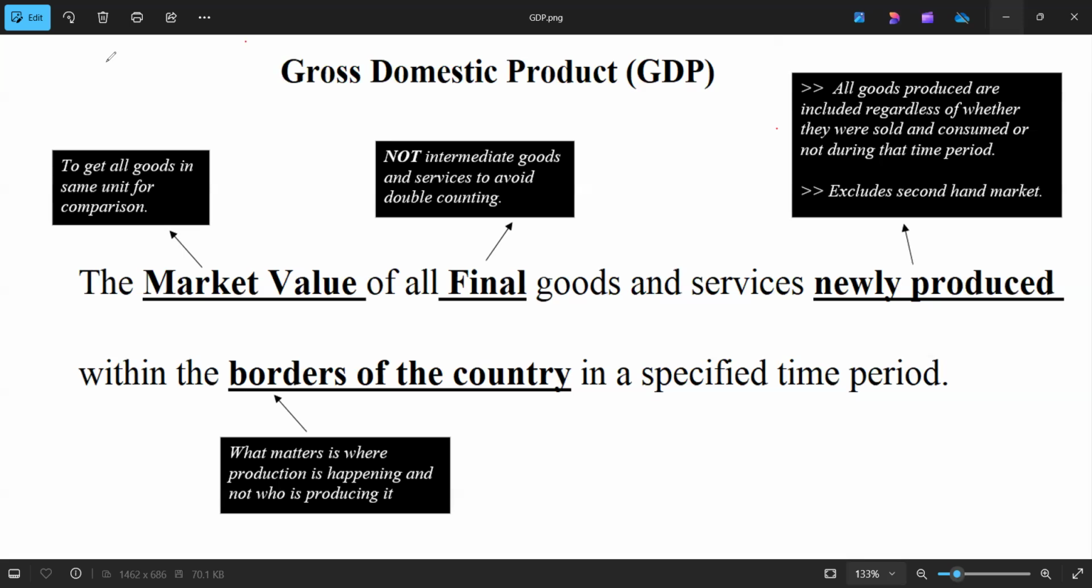And this also implies that we're talking about new production, which basically means that second-hand goods are also excluded from the GDP calculation because they would be included in the GDP of the year in which they were produced.